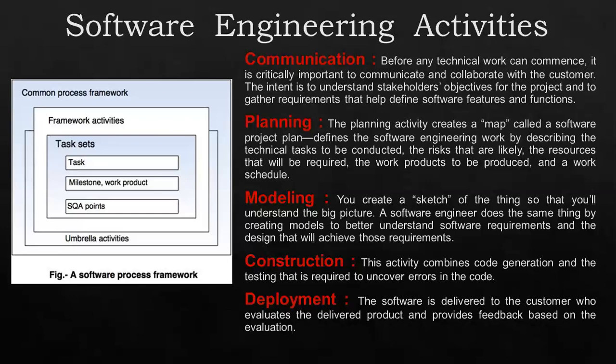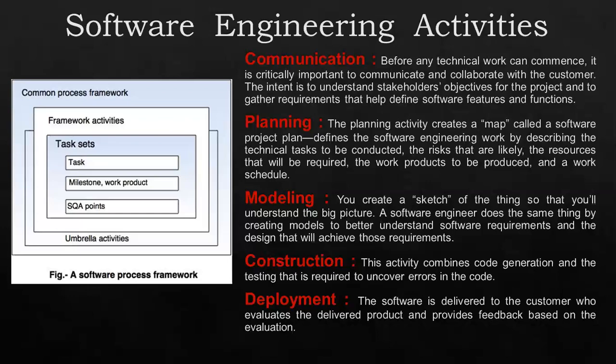We know that any complicated journey can be simplified if we have a map. A software project is something like a complicated journey, and the planning activity creates a map that helps to guide the team in making the journey. The map created by the planning activity is called a software project plan, which defines the software engineering work by describing the technical tasks to be conducted, the risks that are likely to occur, the resources that will be required, the work products to be produced, and the work schedules to be maintained.